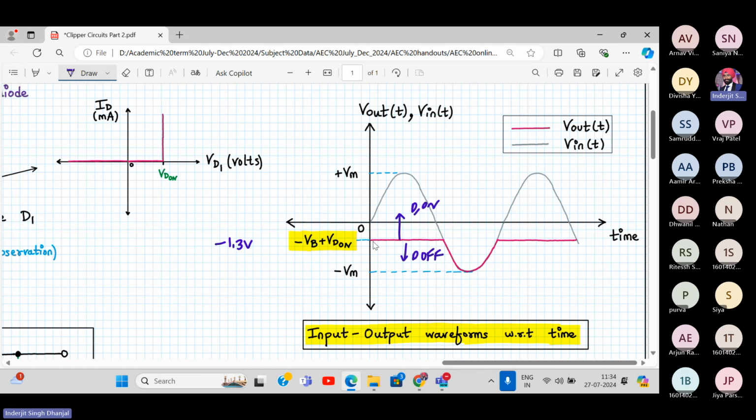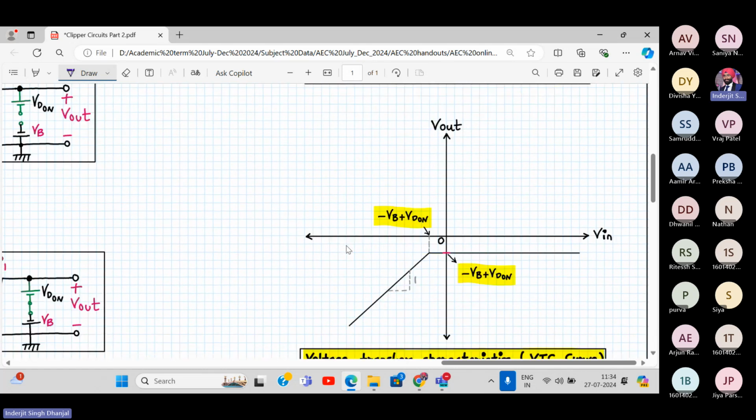And when the diode is on, the output saturates at minus VB plus VD on. That is why this is minus 1.3 volt. So this is 2 and this is 0.7. Are you following this input output waveform?